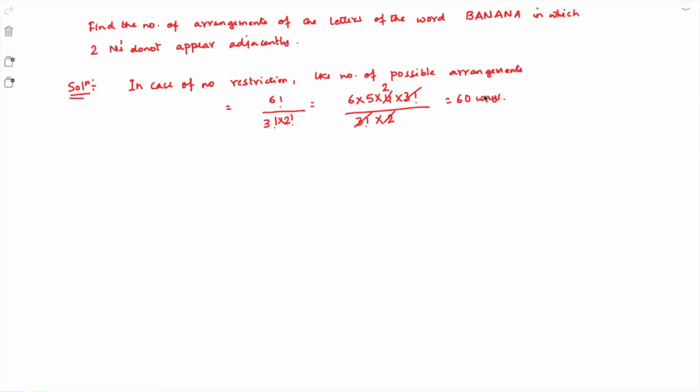But the question here is, find the number of arrangements of the letters of the word banana in which the 2 ends do not appear adjacently. Now, let us consider, this is where we will use a concept of permutation. The 2 ends appear adjacently.